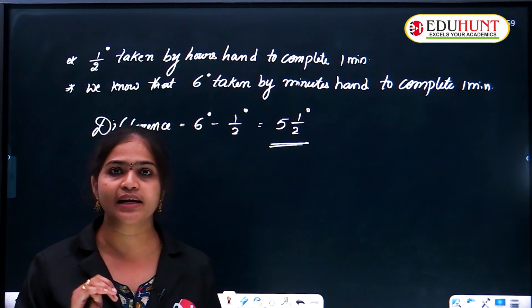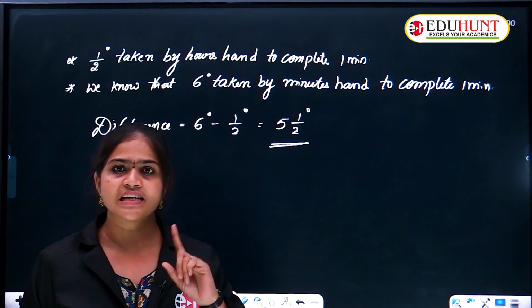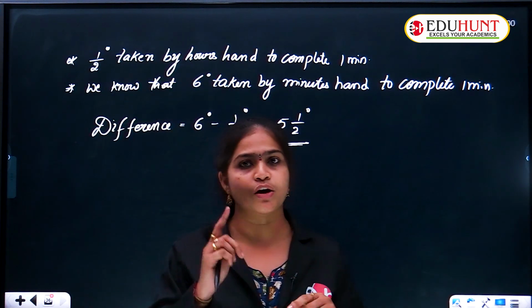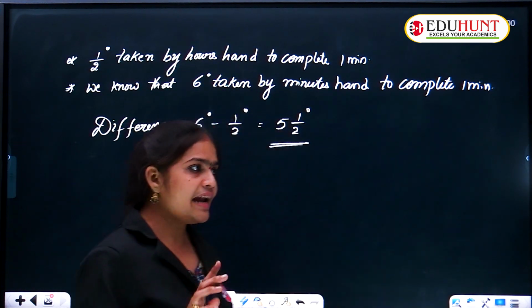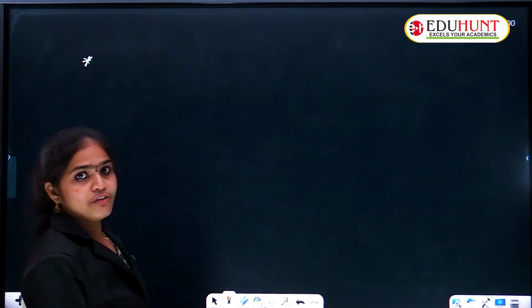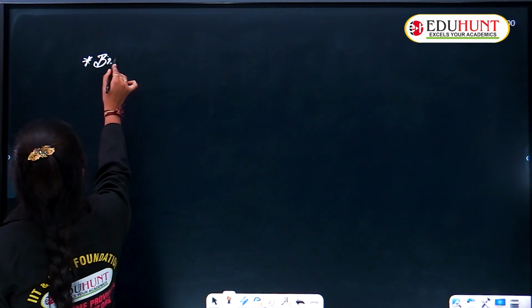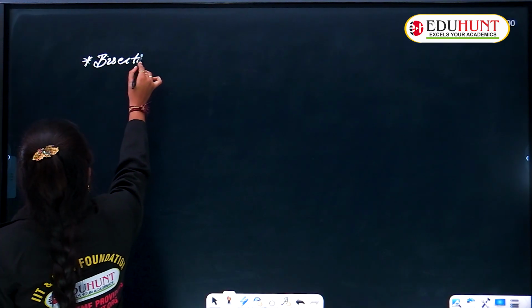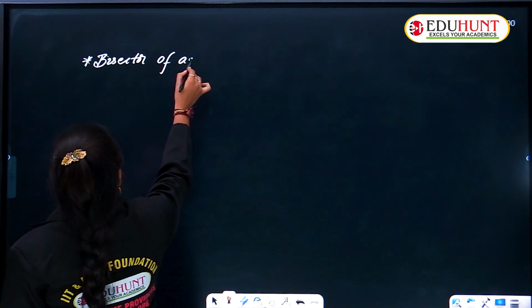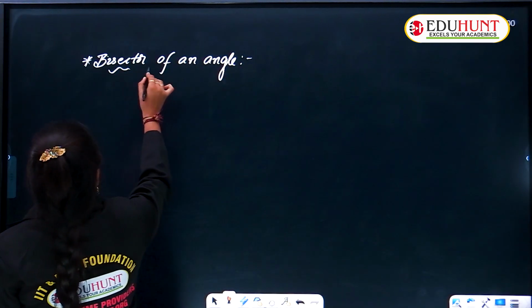Actually, I already told you about rays. OA and OB, two rays we took, which means initial ray and terminal ray. Those two also form an angle. Already we know that. And in the same way, the first one is the bisector of an angle. So what is the meaning of the bisector of an angle?